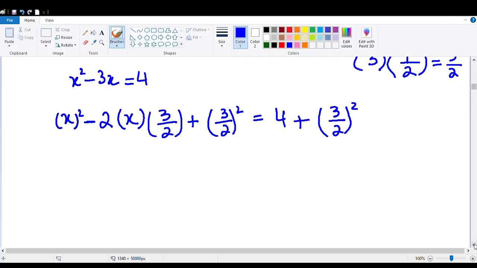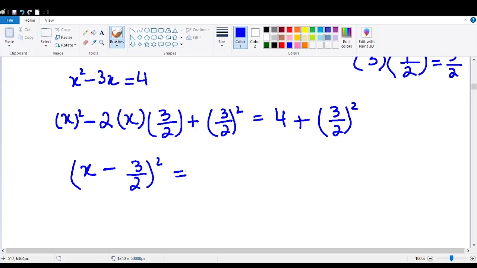Now, we can sum this up to x, which is a, and minus, because of the minus in this formula, minus 2ab, that's the decider, which tells you what sign you're going to use over here. So x minus, and this is the b term, 3 over 2 whole square. Basically, this is the same as a minus b whole square. 3 over 2 is b, x is a, and there's a minus in the middle. And yeah, you have the formula equals 4.